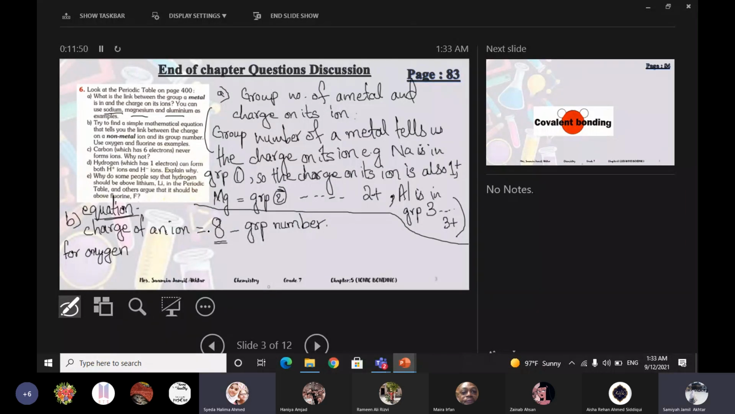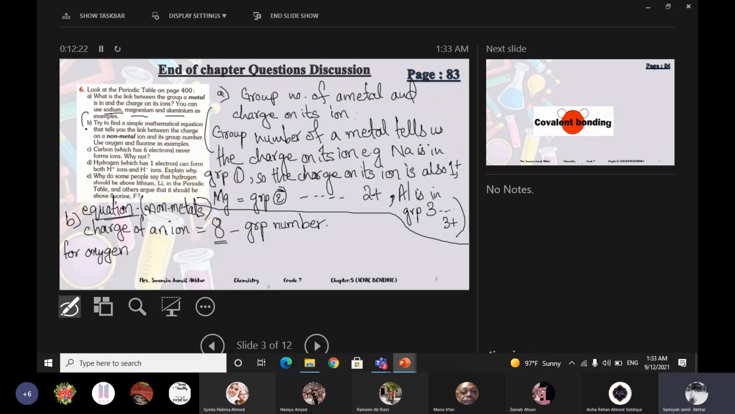Teacher, I don't really understand part B. Teacher, this 8 minus group number is for oxygen? It is for non-metals. So 8 will be used in all the non-metals. Yes, for all the non-metals. Okay, this equation is for the non-metals, to find the charge on an ion, that is, what will be the charge on non-metals.